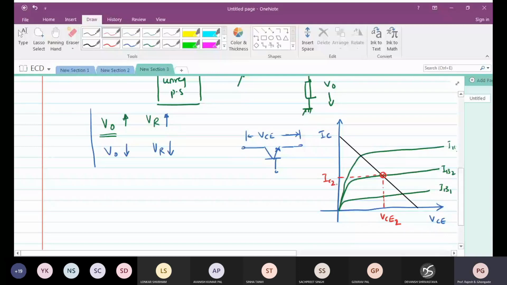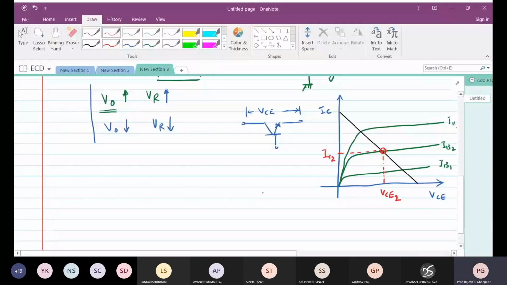Now if I want to increase the drop across the transistor, that is, if I want to increase VCE, what should I do? Look at the output characteristics. I should move this Q point somewhere here, for example. Right? Yes or no?